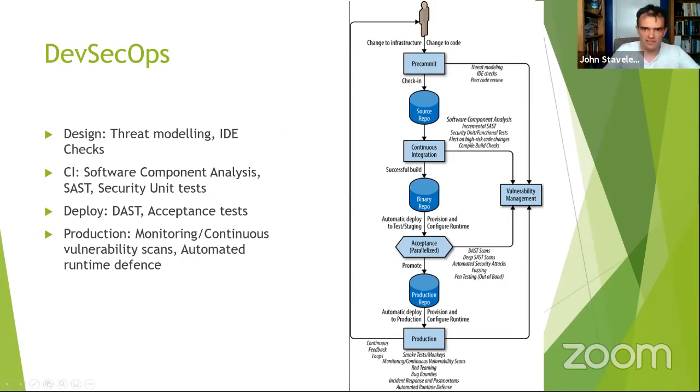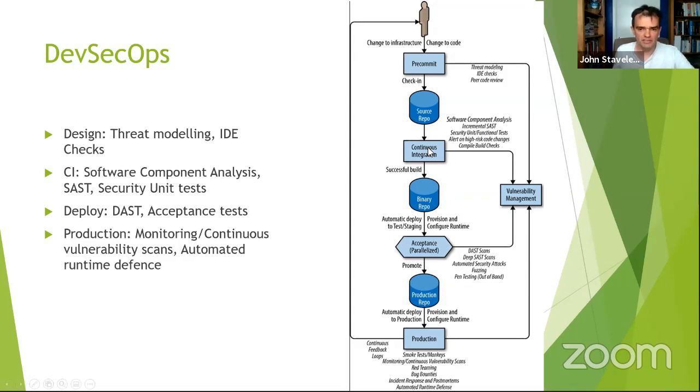So a developer thinks about changing code. They have some requirements. They're going to think about making some changes. This is the pre-commit stage. At this stage, you can do something called lightweight threat modeling and IDE checks. We're going to look at those. Then they commit the code to a source repo. Here, continuous integration kicks off, and it can perform software component analysis and security static code analysis, security unit tests.